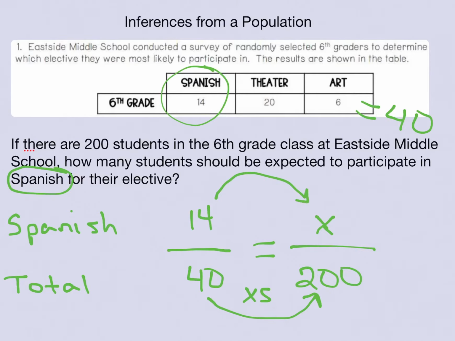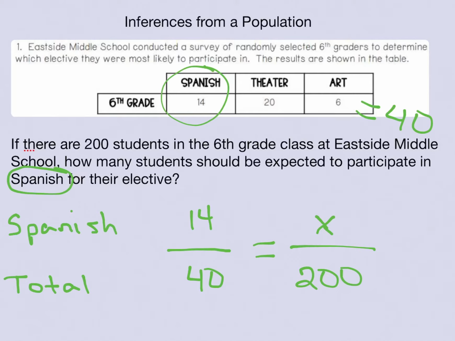Now, if we do that with our total, we're also going to do that with the number that shows Spanish. Okay, so we would take 14 and multiply that by 5, which gives us 70. 70 students out of the group of 200 would be expected to choose Spanish. Now, this is not the only way. There's two other ways that I'm going to show you real quick.